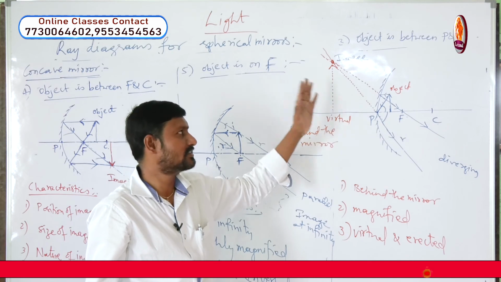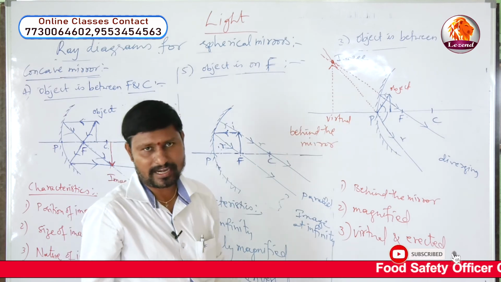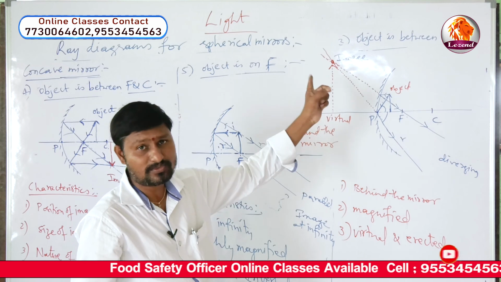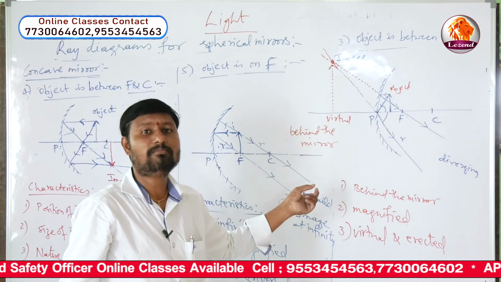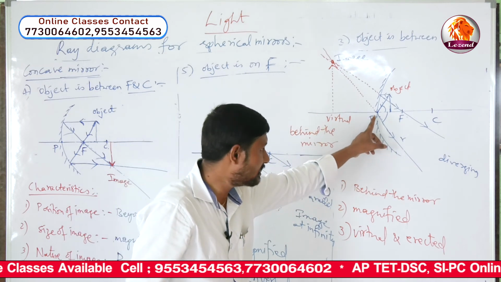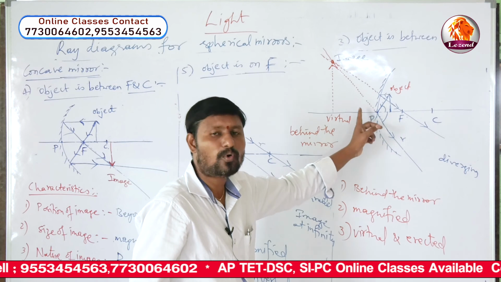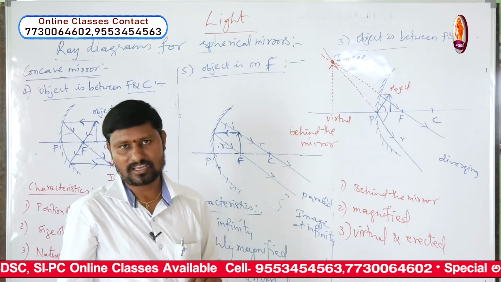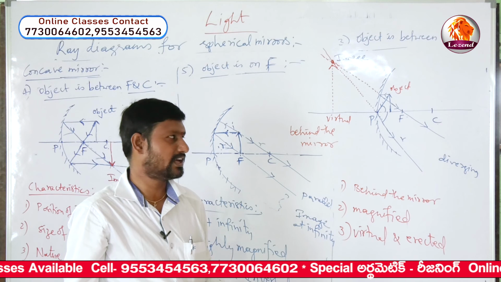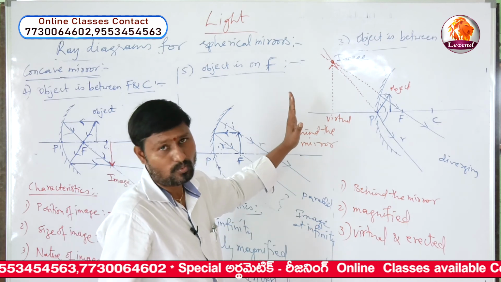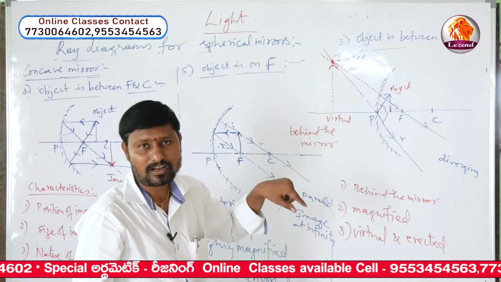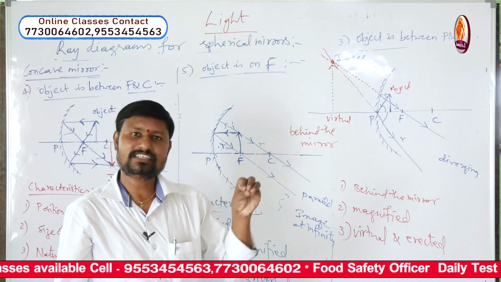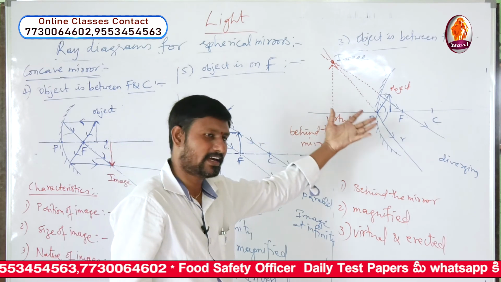They may ask like this: draw a ray diagram for the formation of an image by a concave mirror when the object is placed between the mirror and its focus. Mirror means indirectly the pole, so pole and its focus. Otherwise, they may ask the same question like this also: when does a concave mirror form a virtual and erect image, and write its characteristics and draw the ray diagram also.